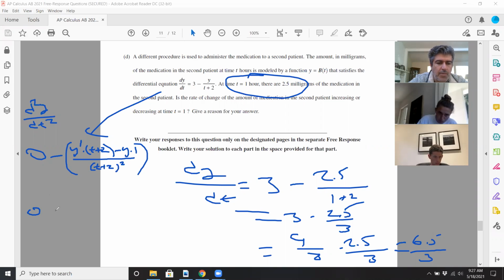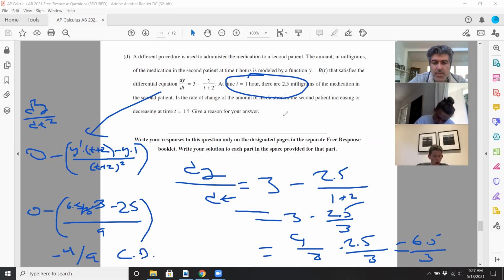So be careful here. 0 minus y prime, which I know is positive. So 6.5 over 3. Plug in 1 for t, you get 3. So those cancel, you get 6.5. Y is 2.5, so you get 4 up top. And down below, 1 plus 2 squared is 9. So you get negative 4/9. I'm concave down, so the rate is actually decreasing.